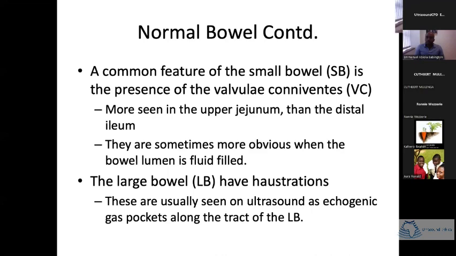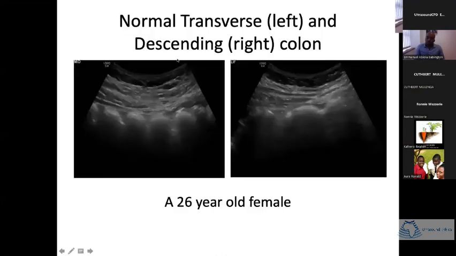But the large bowel has haustra, and this is very characteristic of the large bowel. They are usually seen on ultrasound as echogenic gas. So usually when the large intestine is normal, we tend to see this.